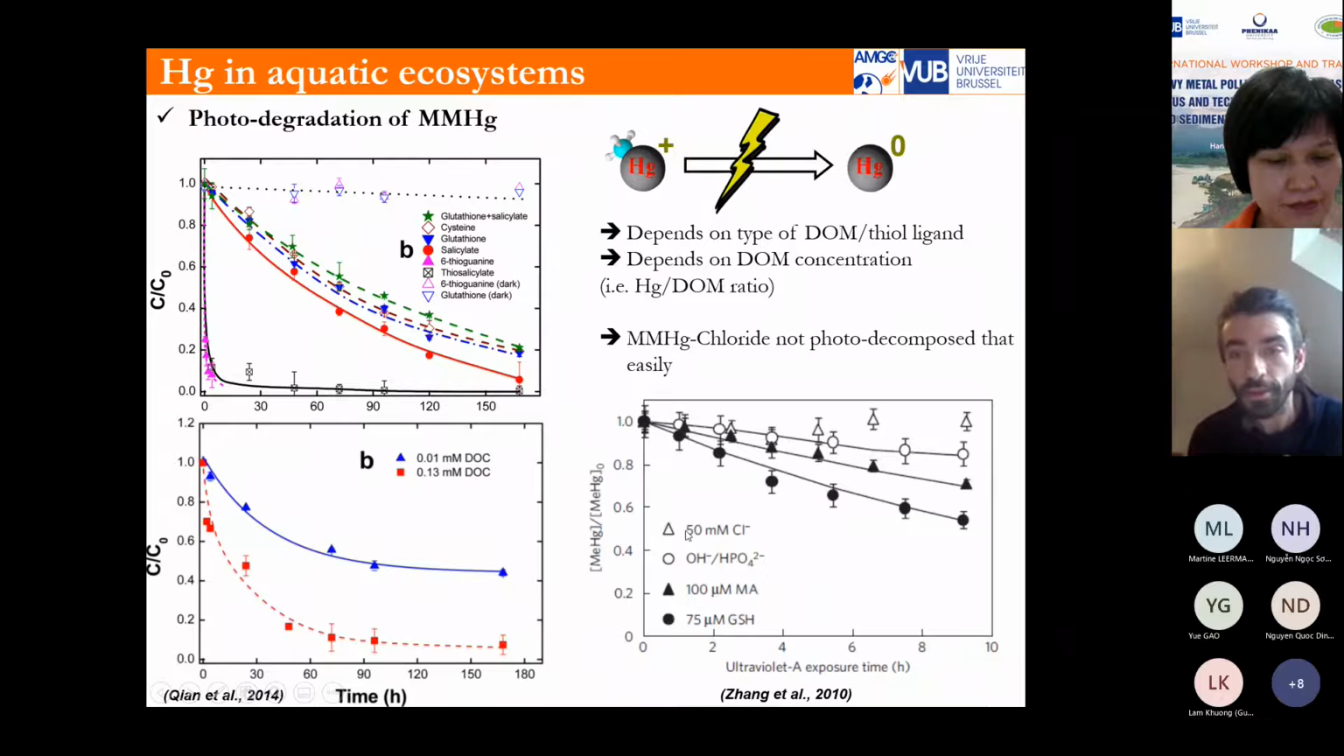And also what's interesting, you can see that in a chloride environment, it looks like the photodegradation of methylmercury is prevented. So when you look at mercury in seawater, it can be an important thing to take into account.